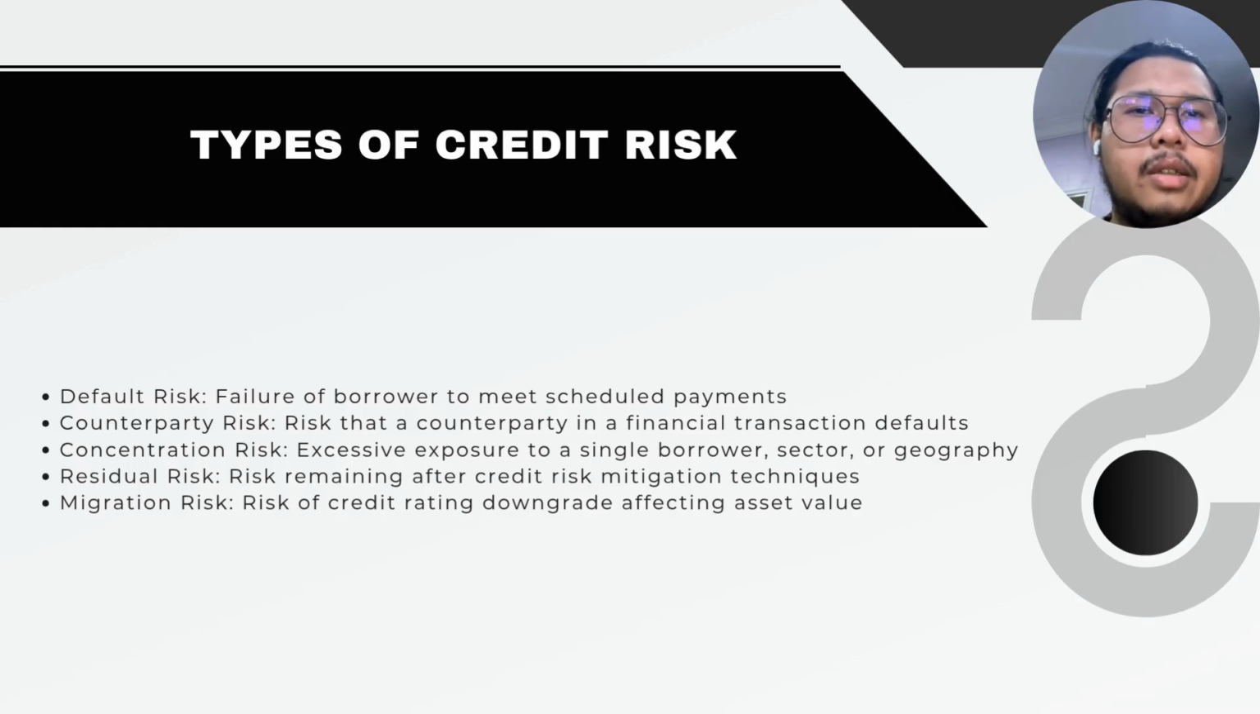Types of credit risk, there are five types. Default risk, failure of the borrower to meet the scheduled payments, meaning they're defaulting. Counterparty risk, risk that a counterparty in a financial transaction defaults. Concentration risk, excessive exposure to a single borrower or sector or geography. Residual risk, meaning risk remaining after credit risk mitigation techniques. Next is migration risk, risk of a credit rating downgrade affecting the asset's current value.